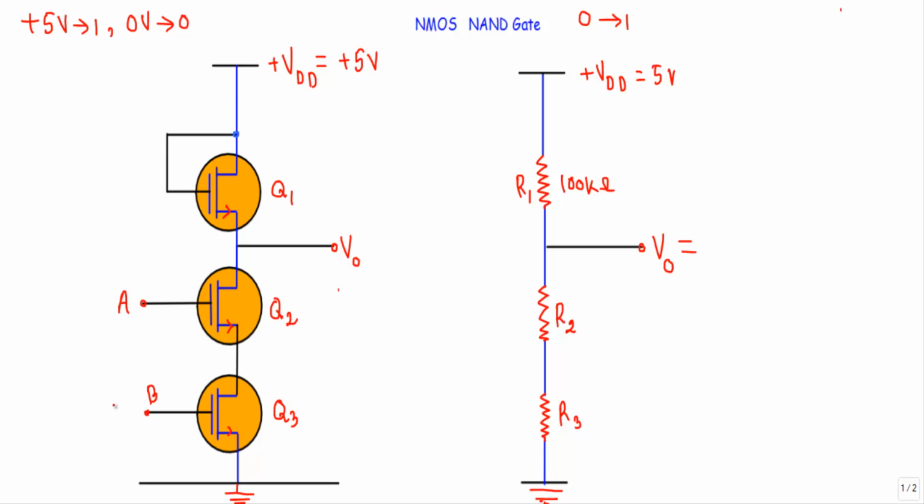This is the circuit structure of NMOS NAND gate. Here we will use total 3 N-type enhancement MOSFETs, Q1, Q2 and Q3. The transistor Q1 will be known as loading MOSFET. That means we will keep the transistor Q1 in on state, and during on state its channel will act like a load resistor.